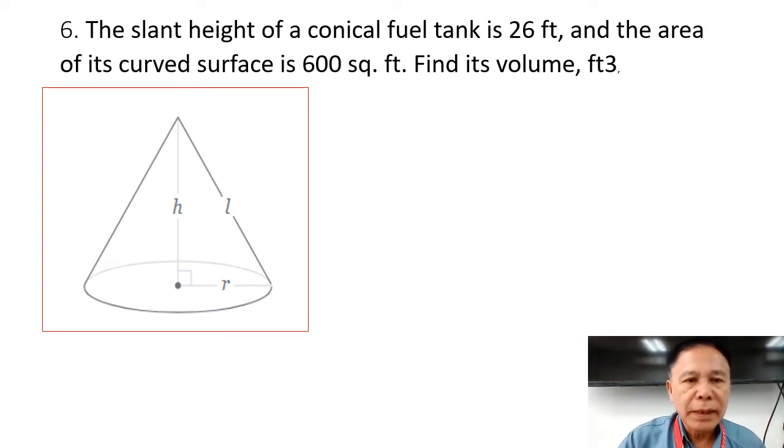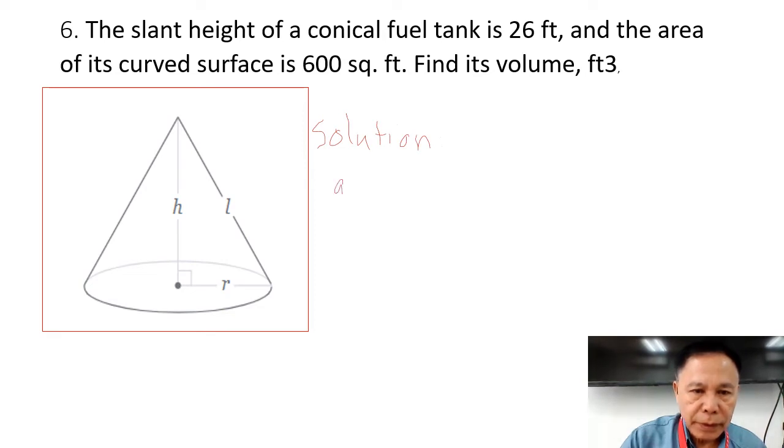So the slant height of a conical fuel tank is 26 inches, and the curved surface area is 600. Find its volume in letter A, in feet cubed. So, solution.